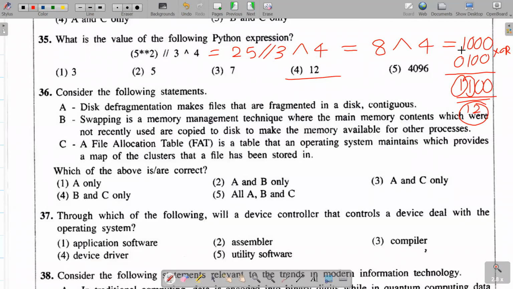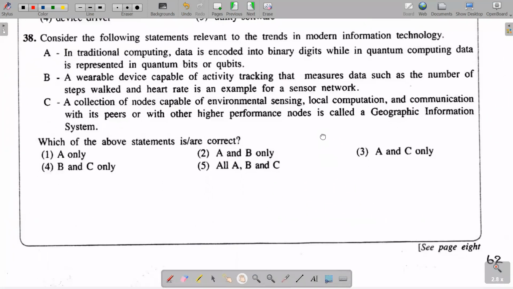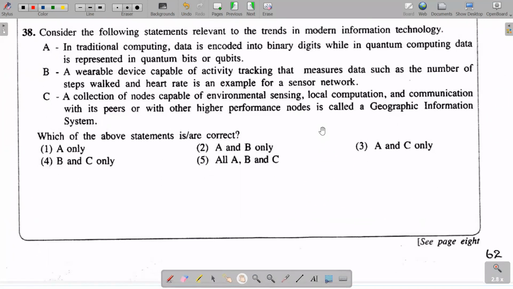Okay, so after 35 it's 38. Consider the following statement relevant to the trends in modern information technology. In traditional computing, data is encoded into binary digits, while in quantum computing, data is represented in quantum bits or qubits. Yes, that's correct.